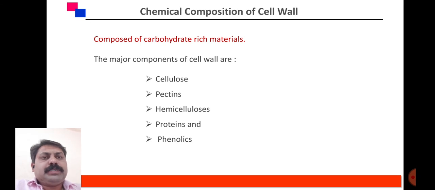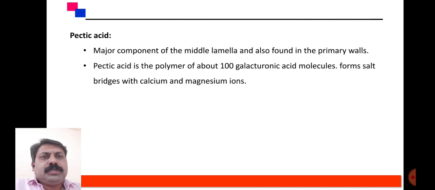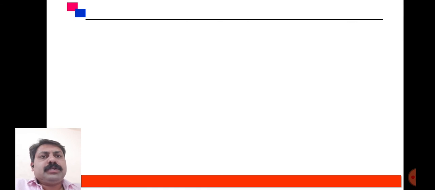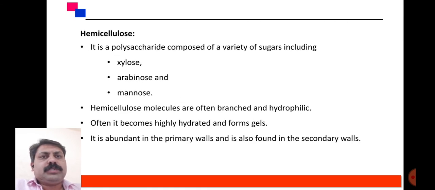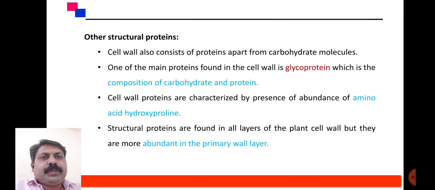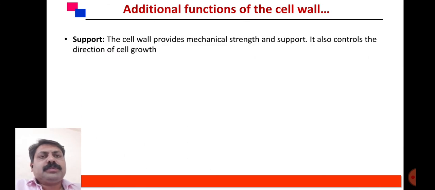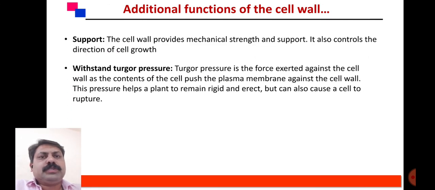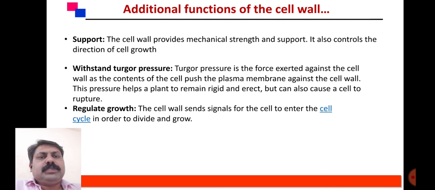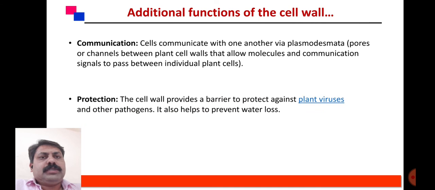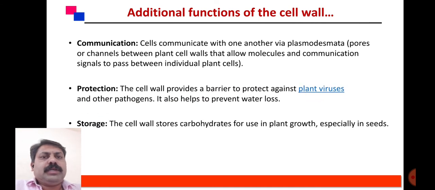And in the cell wall, the major composition is cellulose, pectin, hemicellulose, proteins and phenolics. So these are all chemical substances which have a role in the structure of the cell wall, and the major important function is to provide framework and to maintain the shape. In addition to that, the cell wall has a role in support, withstanding turgidity, regulating growth, regulating diffusion. It has a role in communication, protection and storage.